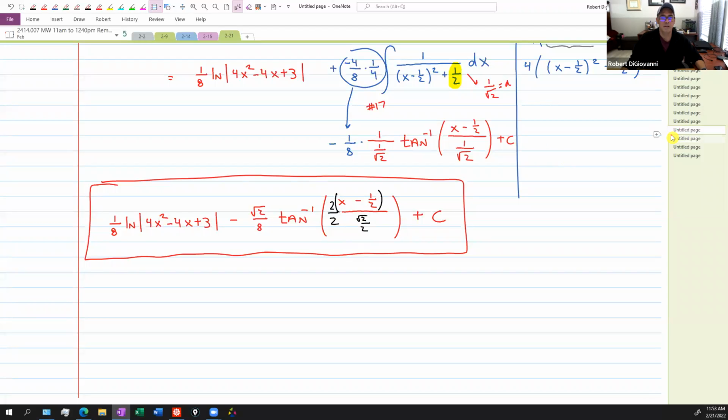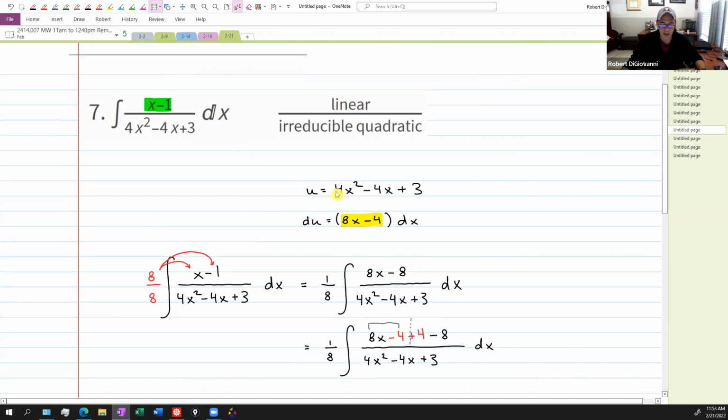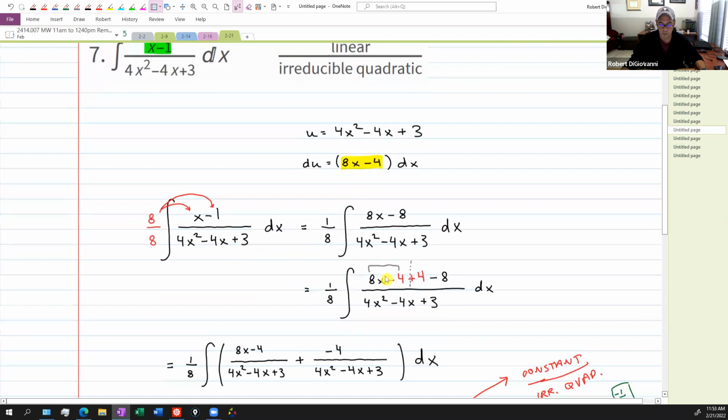How are we feeling? Constant over linear, it's going to be a natural log, we might have to scale. Constant over repeated linear, might have to scale, power rule. Constant over quadratic with no x term, it's going to be like formula 17 or 19 or 20. Constant over irreducible quadratic, complete the square, right? Linear over irreducible quadratic, play this game, right? Play this game where you let u be the bottom, du is whatever it is, and then you just try and make the top look like that, where you wind up splitting things apart.